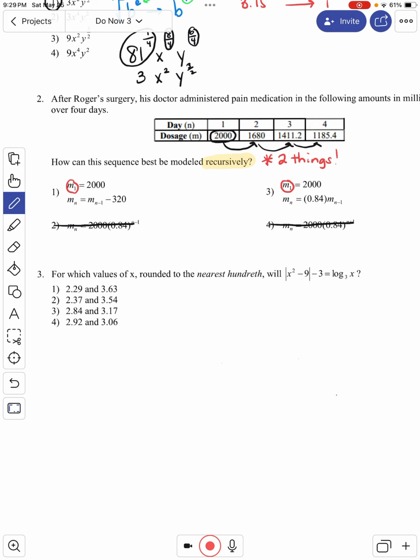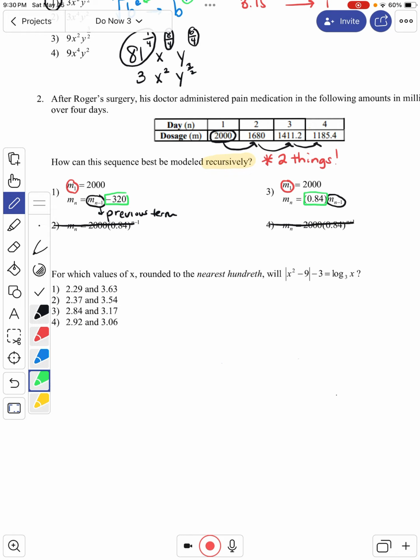So if I look carefully, this right here, don't get scared by this. This just represents the previous term. So in this case, our previous term would be 2,000. And then what are we doing after that? Well, for this one, we're subtracting 320. For this one, because it's right next to it, we are multiplying.